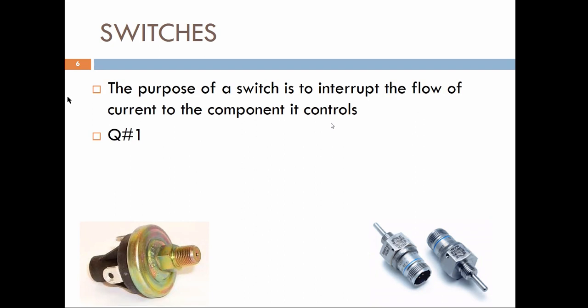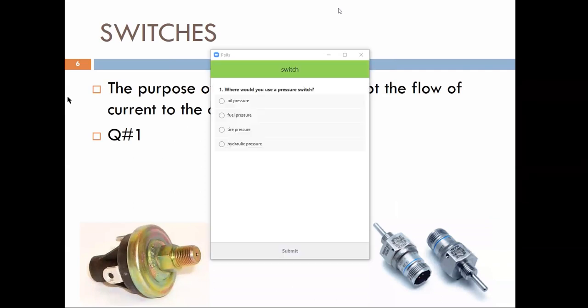So we're going to use it to control something. Again, you can see here different types of switch. This one would be a pressure switch. These ones would be temperature switches or thermal switches. So let's see. Where would you use a pressure switch?